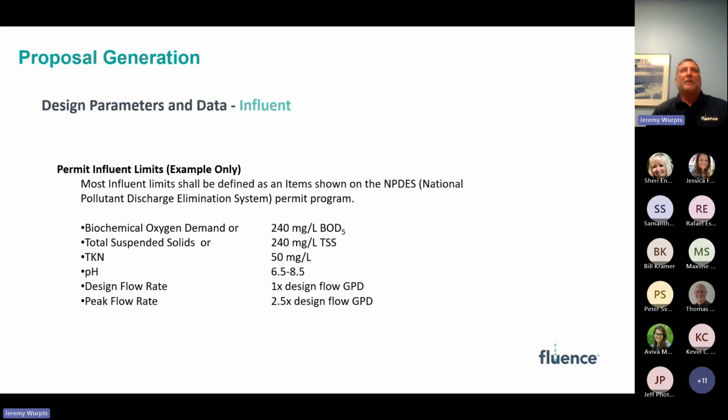And some of the design parameters and data for the Fluence side. Like I said, for typical municipal wastewater, we'll assume 240 milligrams per liter BOD and 240 milligrams per liter TSS. Assume a TKN of 50 milligrams per liter. And the design flow rate of 1 times the design flow, and then for peak flow we'll assume 2.5 times, unless we have other data.